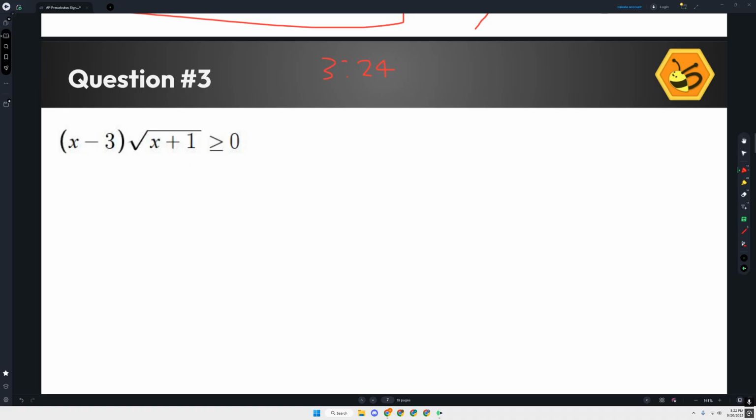For this question, I would recommend not squaring both sides. I think that would make it a lot harder. Yeah, squaring both sides would mess up the domain.